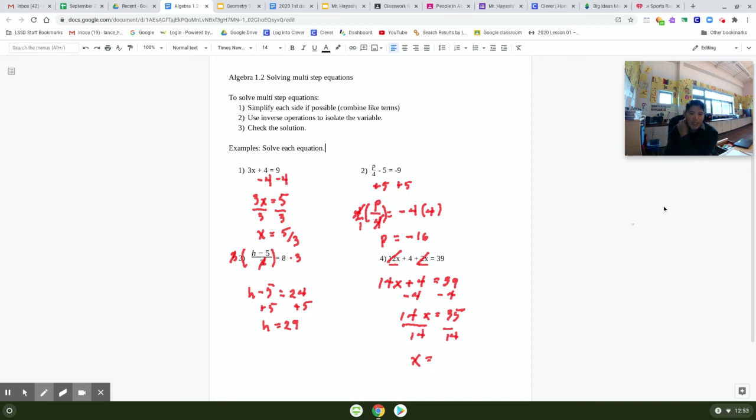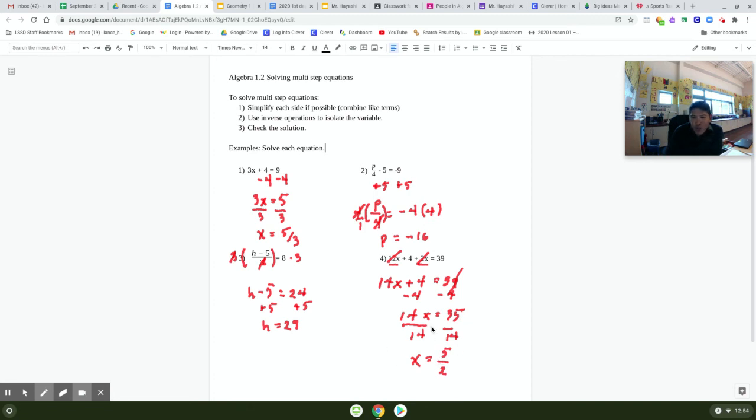Again, instead of just taking my calculator and dividing 35 by 14, I actually don't want to leave it like that though, because 35 and 14 have a greatest common factor. The largest number that divides evenly into both 35 and 14 is 7. So I could divide 35 by 7. Whoops. 35 divided by 7 is 5. And then 14 divided by 7, 2. 5 halves. Or you could write it as 2.5, but I'm just going to leave it like that. So x is equal to 5 halves.